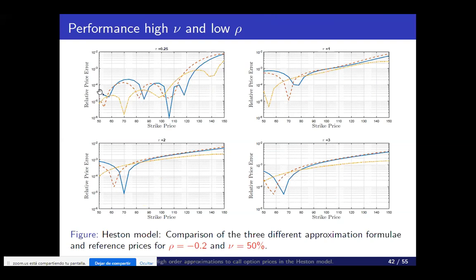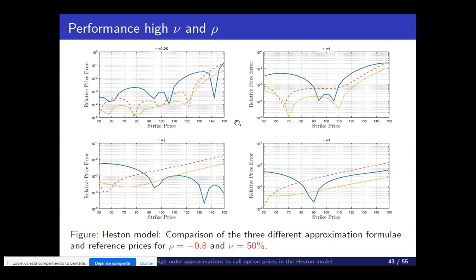In this one, we see that the approximations in the short term behave in a similar way. And on the different taus, the time to maturity, they behave quite similarly. It seems that the approximation does not deal well with very high vol. Okay.